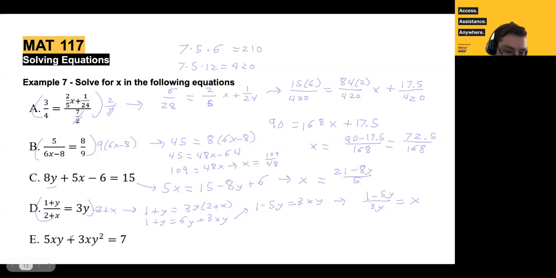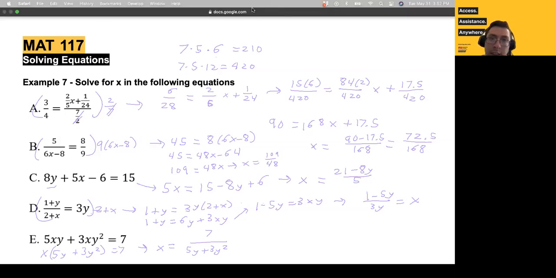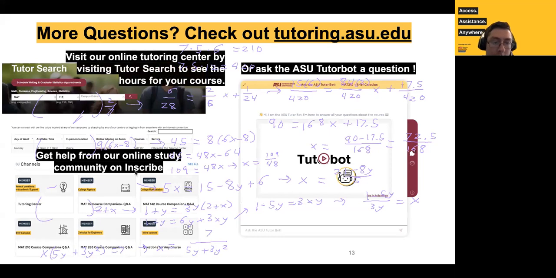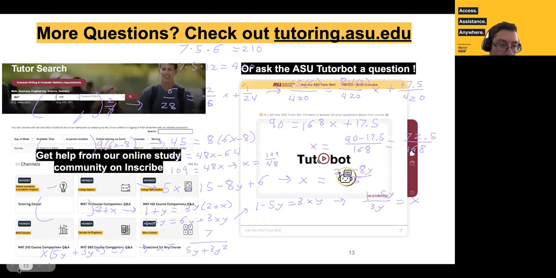And finally, this one, we can factor out an x out of both of these terms. It's the key thing to recognize. So we just divide the 5y plus 3y squared over. Hopefully that made sense when I was speeding up. Is this all actually? Yeah, that is all. Okay, so I did finish in time.